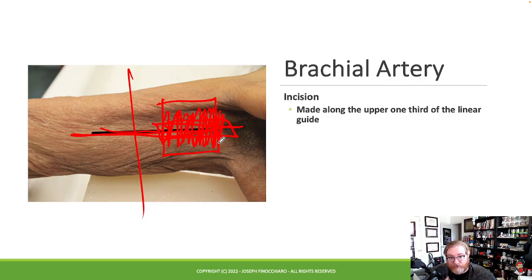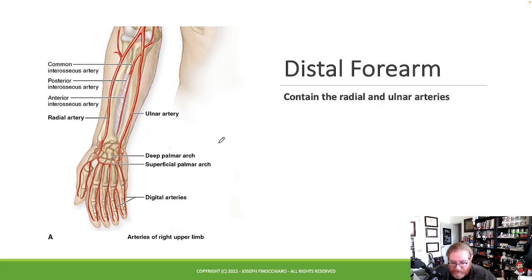The same will be true of the legs. The closer you are to the hip, the easier it is to find that femoral, especially in obese patients. So if you have to go deeper into the leg, you're going to have to really open that incision up because of the fact that you're going to have to go deep into the tissue to find that femoral artery later. Now, the arteries of the distal forearm are the radial and ulnar.